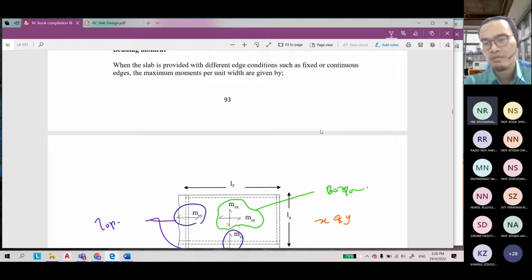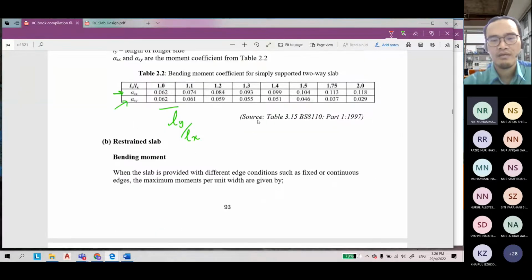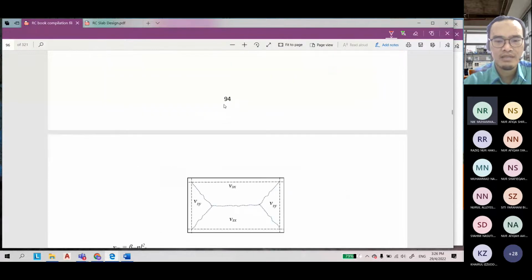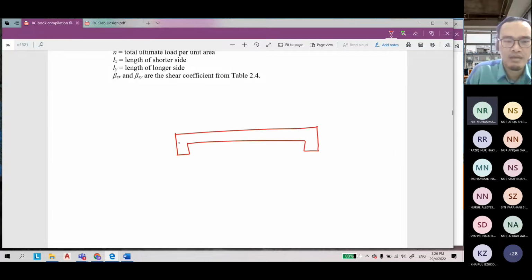Unrestrained, where the slab panel is put on top of the steel beam. However, if the case is restrained like this one, it will be concreted monolithically. All the material is concrete. However, it is simply supported at all four edges. The bending moment is like this one.